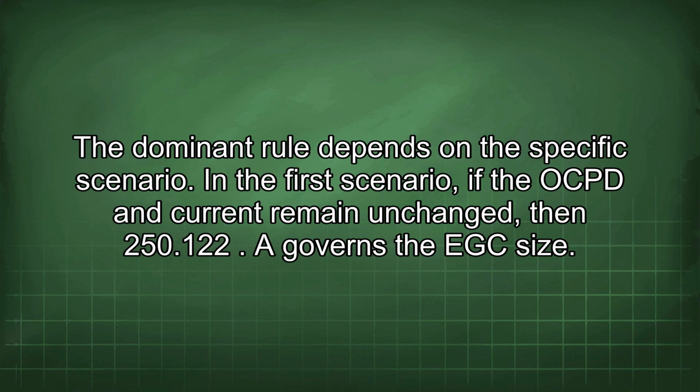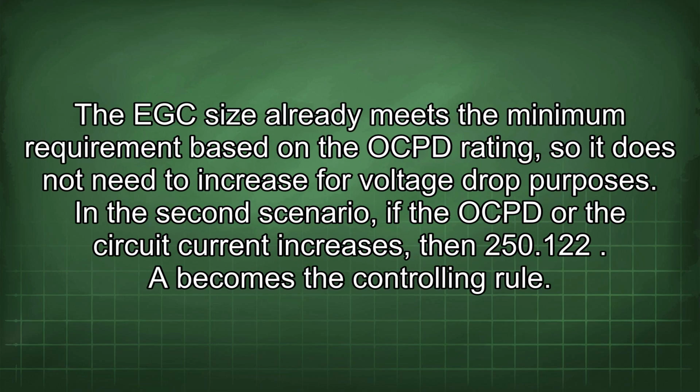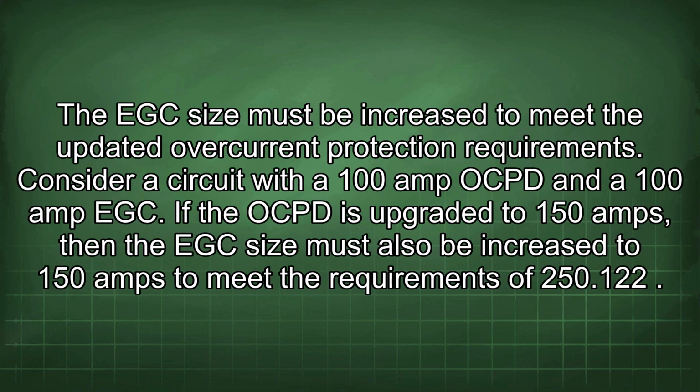In the first scenario, if the OCT and current remain unchanged, then 250.122 governs the EGC size. The EGC size already meets the minimum requirement based on the OCT rating, so it does not need to increase for voltage drop purposes. In the second scenario, if the OCT or the circuit current increases, then 250.122 becomes the controlling rule. The EGC size must be increased to meet the updated overcurrent protection requirements.